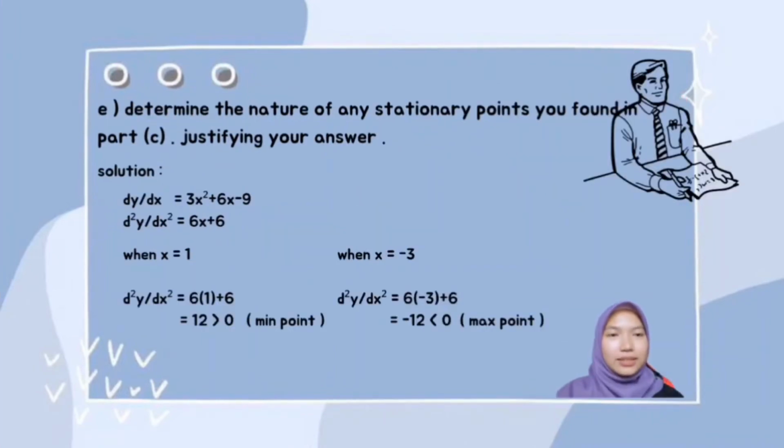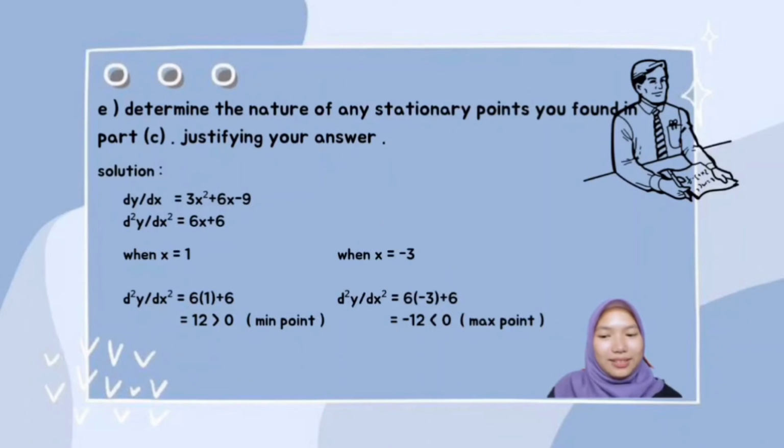For the last question E, determine the nature of any stationary point you found in part C. Justify your answer. For the solution E, we need to differentiate dy/dx for the second time. So dy/dx = 3x² + 6x - 9. So d²y/dx², we got 6x + 6.